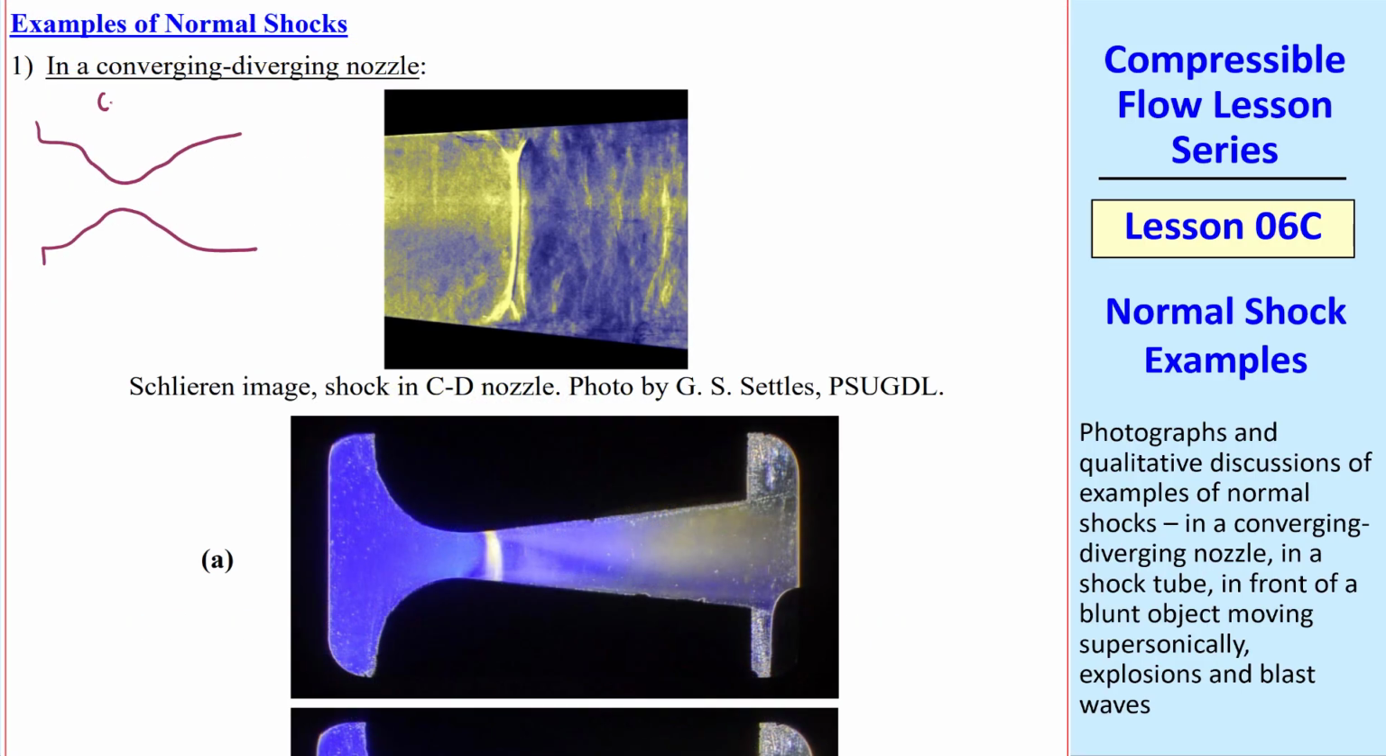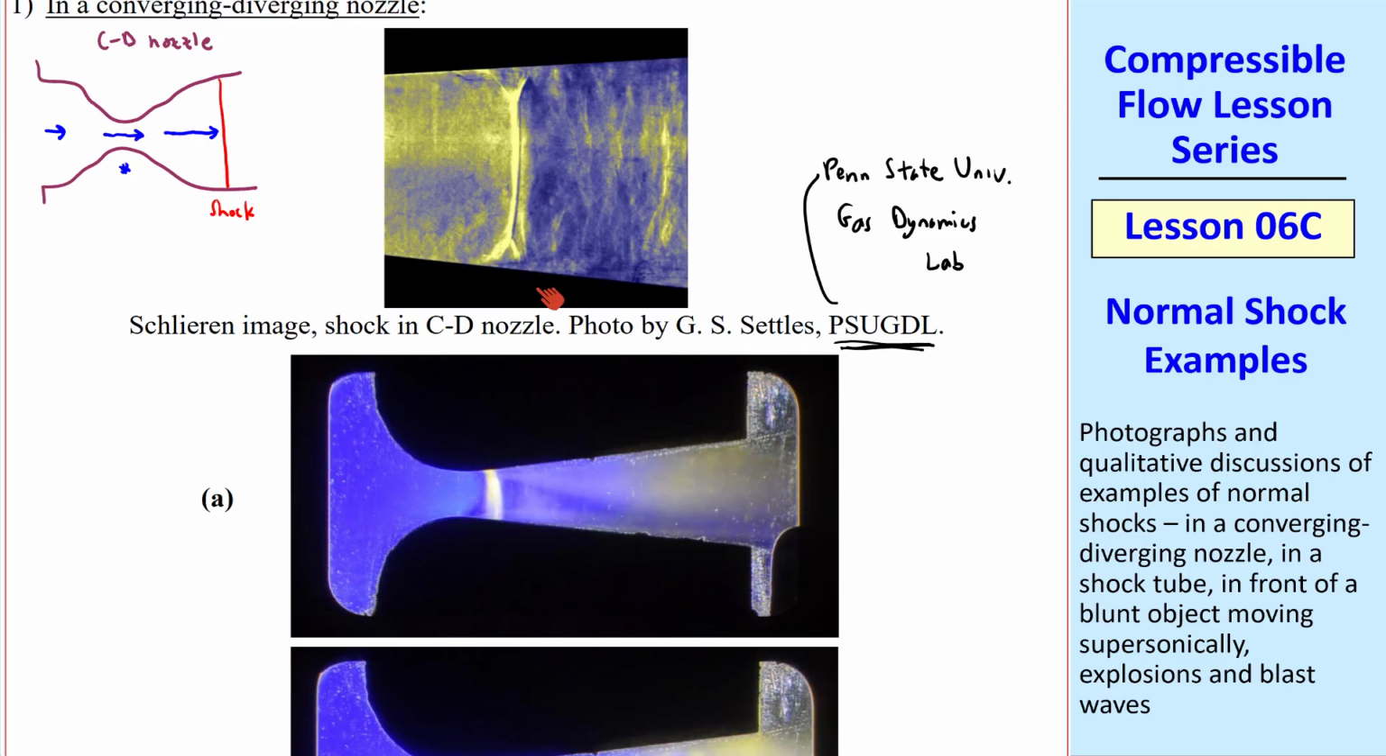Consider our standard CD nozzle, where we have subsonic flow, sonic flow, and supersonic flow, with back pressure such that we get a shock in the diverging portion of the nozzle. Here's what that shock would look like in a supersonic wind tunnel. Note that in real life it's not perfectly straight like we always draw, and there are boundary layer effects here, which have been studied in detail by my colleague Professor Cimbala. And many of these pictures are from the Penn State University Gas Dynamics Lab. This is a color Schlieren image, by the way.